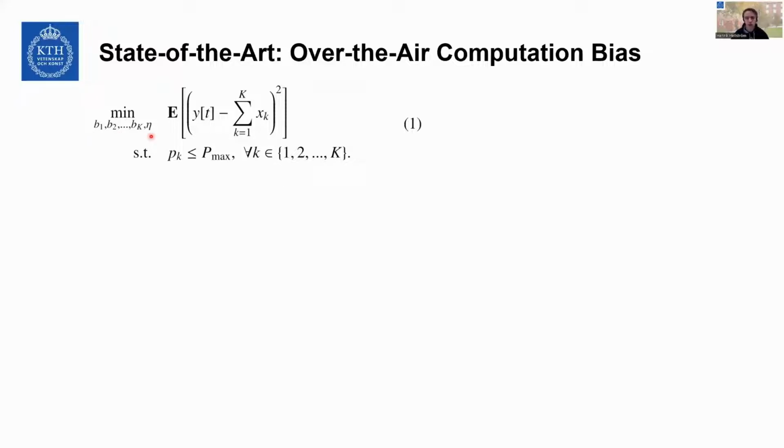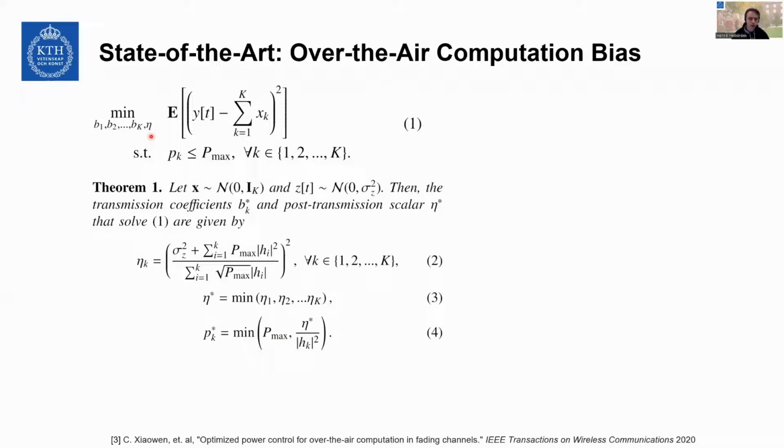This problem has already been solved in the prior literature, and you can see the solution here. And given certain simplifying assumptions, this solution is the globally optimal solution. In other words, if you work with the same system model, you cannot get a lower mean squared error than this.